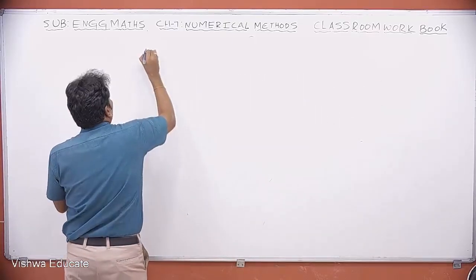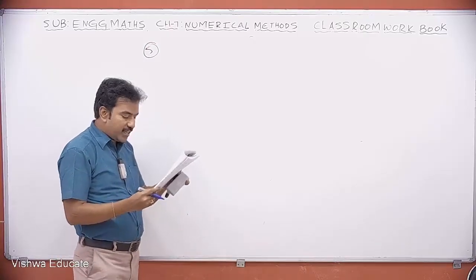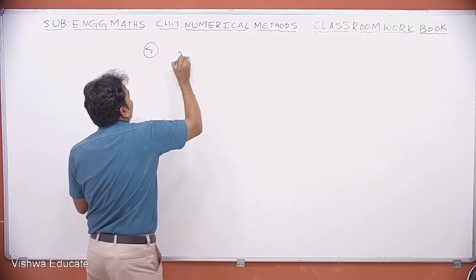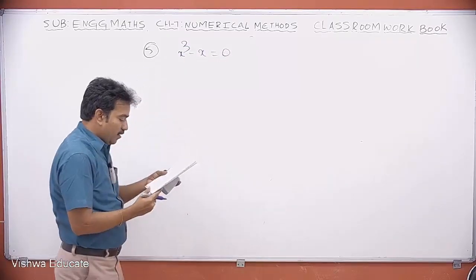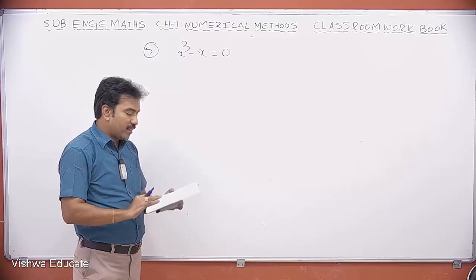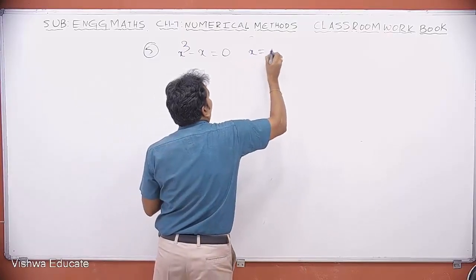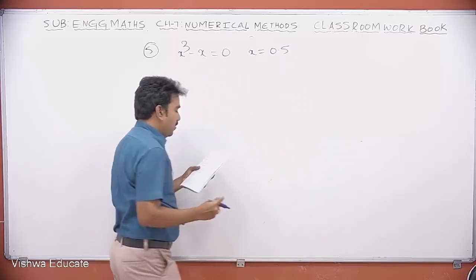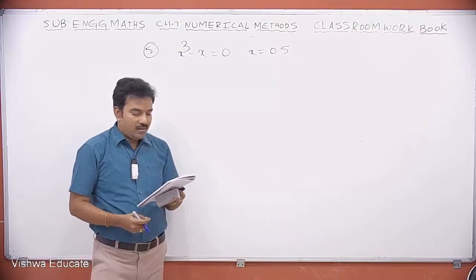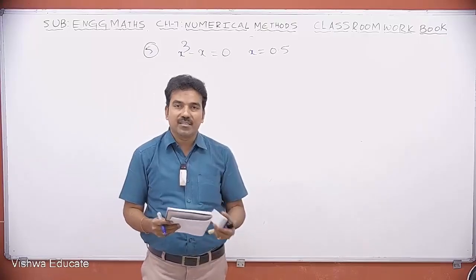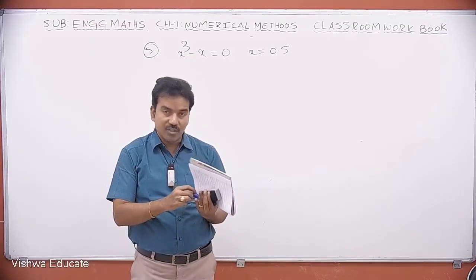Next we discuss question number 5. The solution of the nonlinear equation x cube minus x equal to 0 is to be obtained by the NR method. If the initial guess is x equal to 0.5, then the method converges to which of the following values? So that means they were asking to which of the following values it is going to converge.